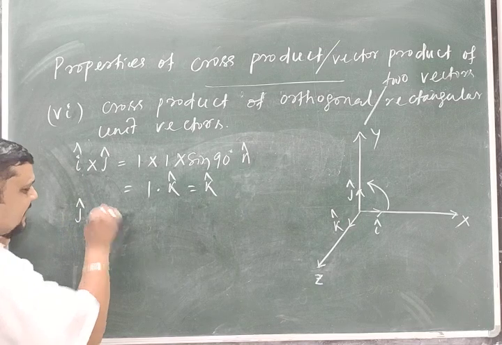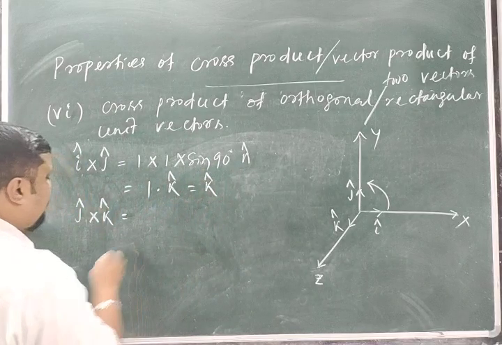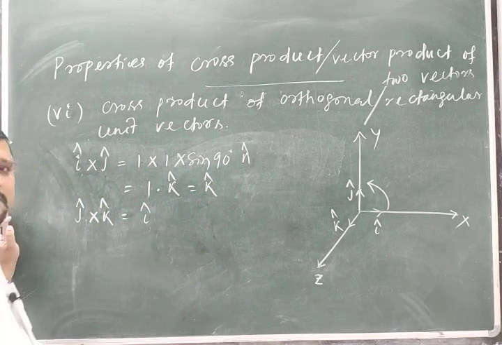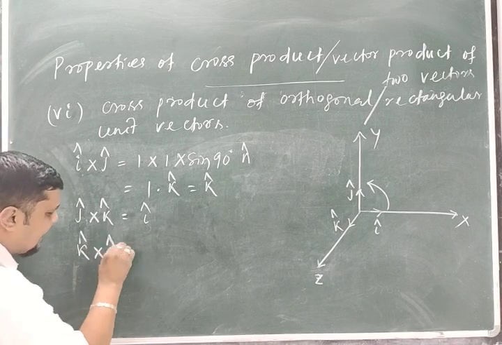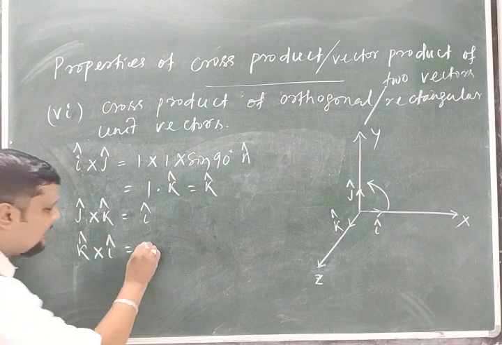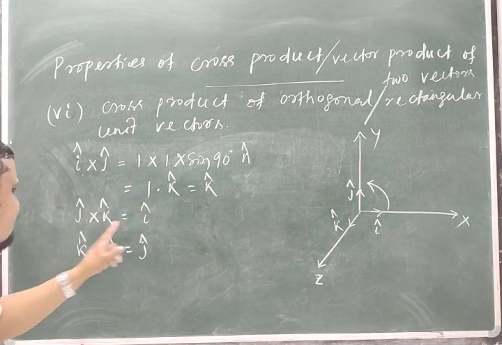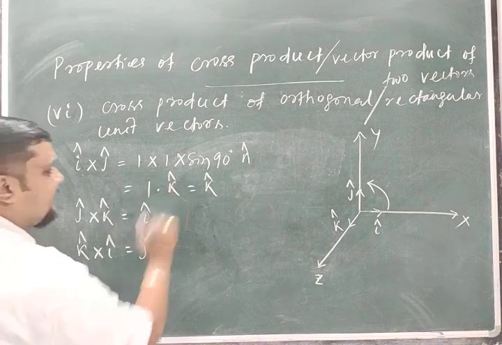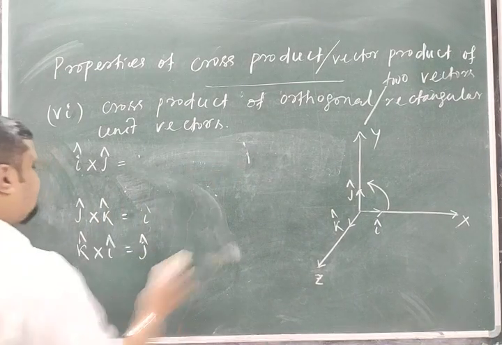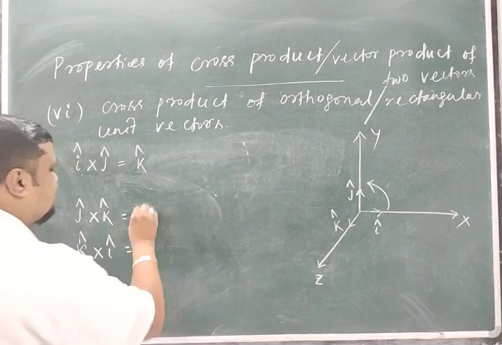j cap cross k cap is equal to i cap. Next, k cap cross i cap is equal to j cap. So i cross j is k cap, j cross k is i cap, k cross i is j cap. Clear? Let me write here i cross j is equal to k cap. Clear? We got the result as this.